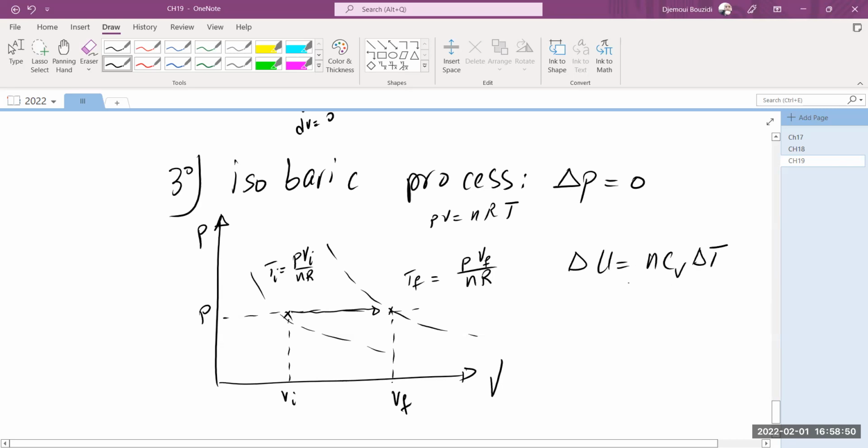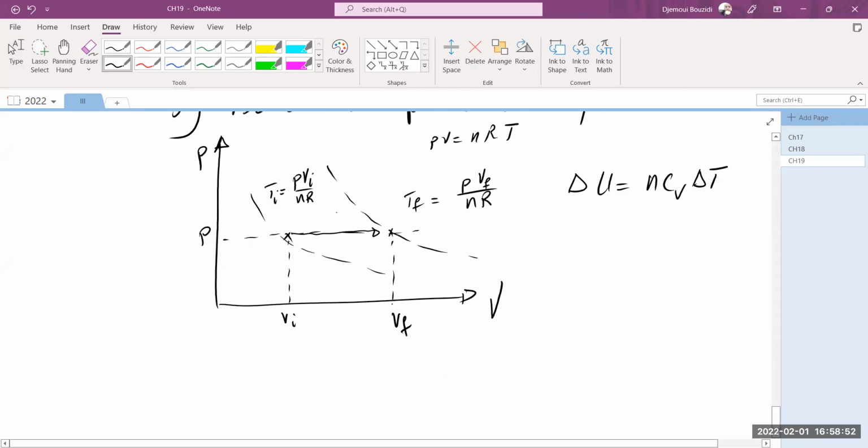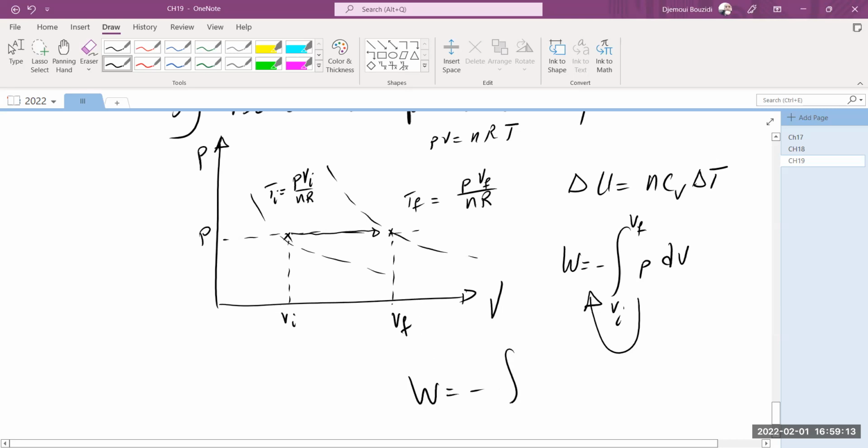Obviously, the change in energy in this case, delta U, is going to be nCV delta T. I'm going to find the work quickly in here. The work is going to be an easy calculation, actually. The work is going to be minus the integral from the initial volume to the final volume of PdV. But in this process, the pressure doesn't change, so the pressure comes out of the integral because it is an isobaric process where the pressure is maintained the same. So W is going to be minus P, the integral from the initial volume to the final volume of dV.